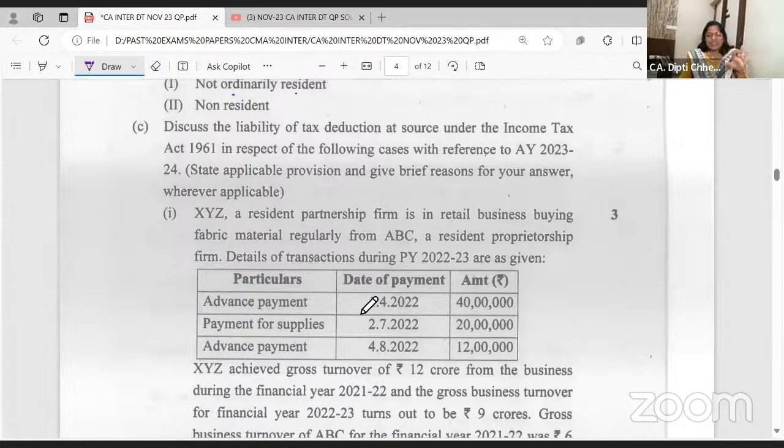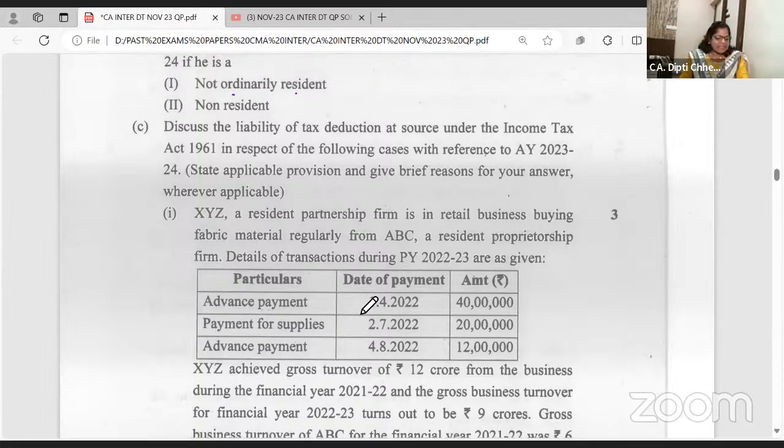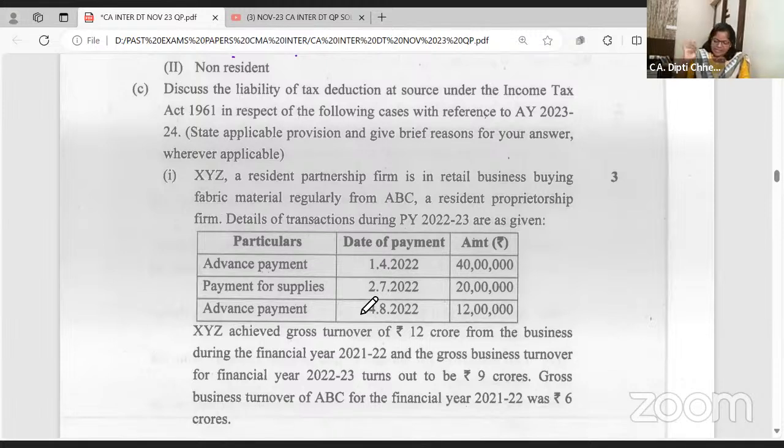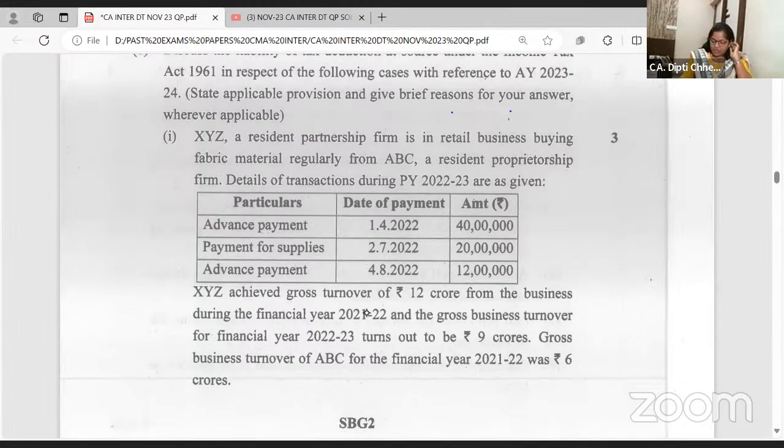All right. So question number 2, 7 marks was residential status and 7 marks is TDS, which is super. Discuss the TDS, state the applicable provisions and give brief reason also. It's a 3-mark question. So XYZ is a partnership firm and details of transactions are given. XYZ's gross turnover is 12 crore in the previous year. Previous year, if your turnover exceeds 10 crore, and gross business turnover for this year is only 9 crore. Ignore. See how much extra data is given to confuse you.